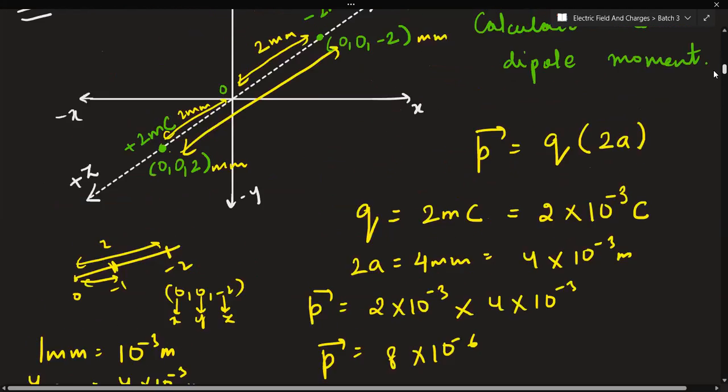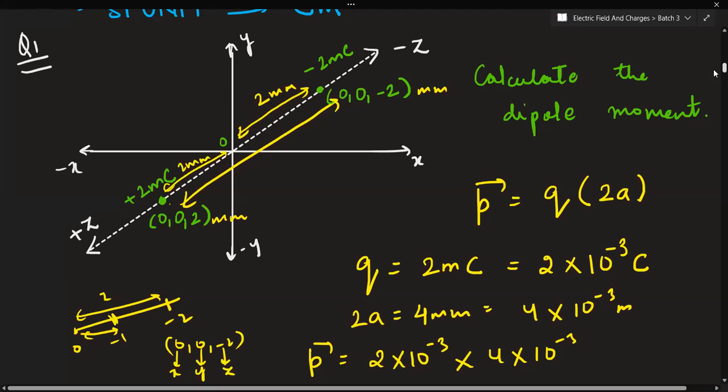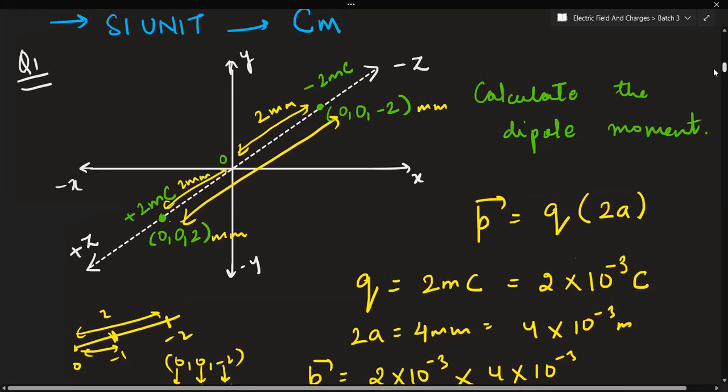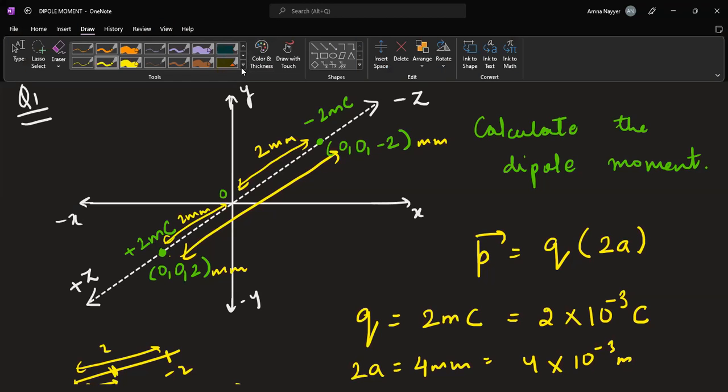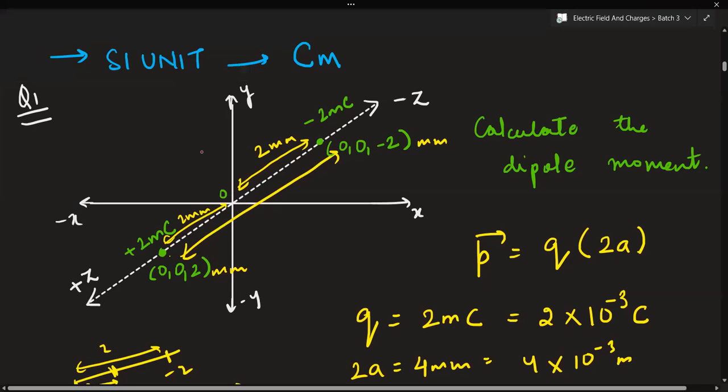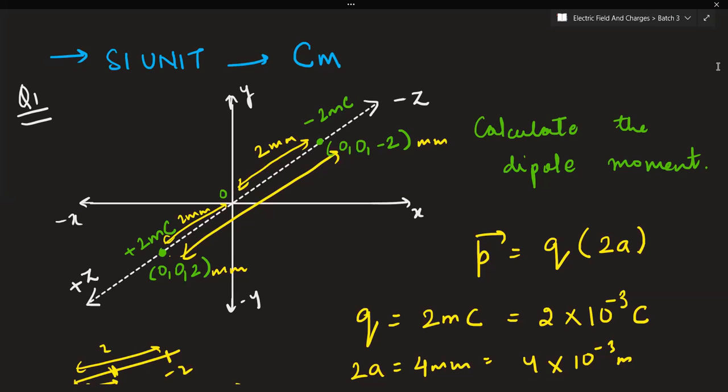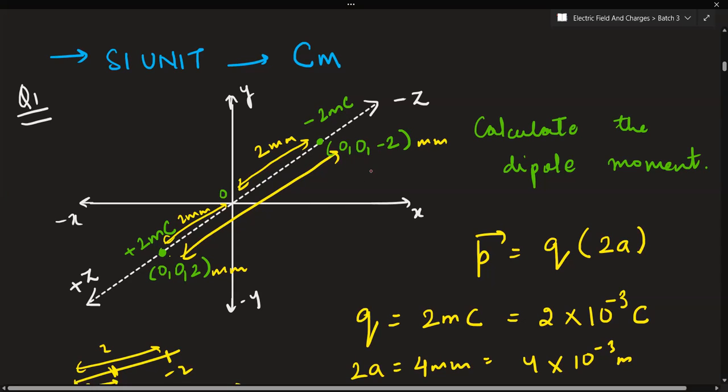So dipole moment, see, this is the magnitude. Since it's a vector quantity, we have to consider the direction as well. So what is the direction that I told you? Just look into your notes. What is the direction of dipole moment? Negative to positive. It means from the negative charge, this is your negative charge, to the positive charge. In this manner, this is your direction of dipole.